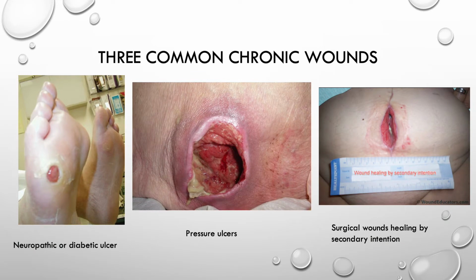The first type of chronic wound we're going to talk about are neuropathic wounds or diabetic ulcers. These wounds are especially problematic because a lot of times the patient doesn't know that they have that wound until there's already an infection or problem. Also, with the decreased circulation, you're going to have slower wound healing.